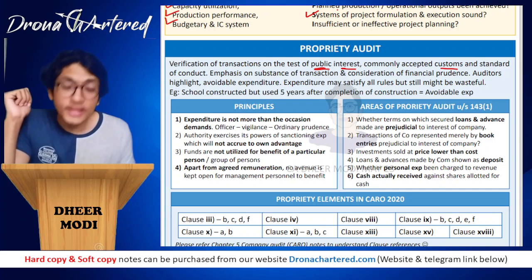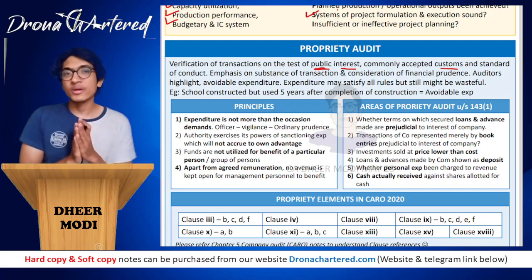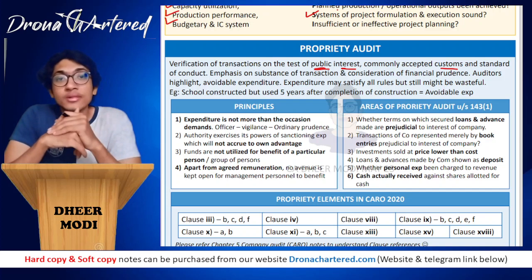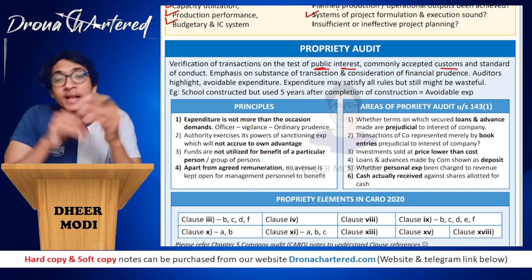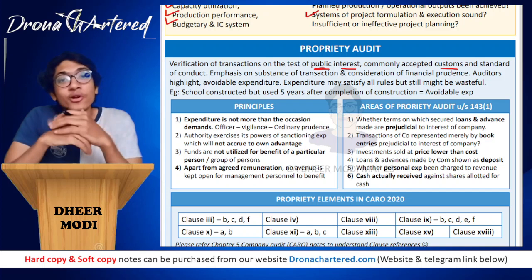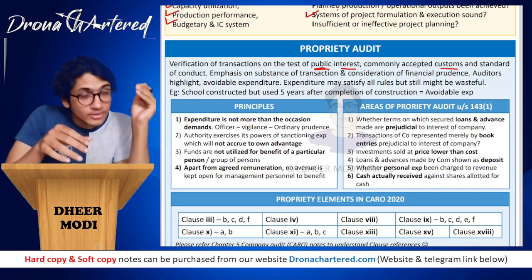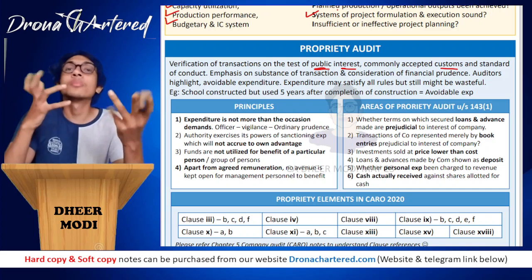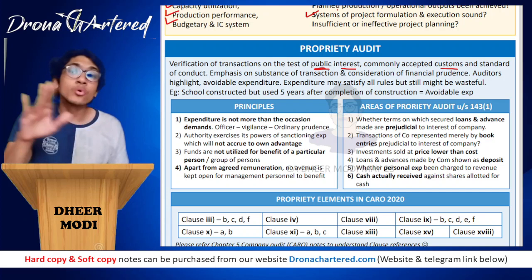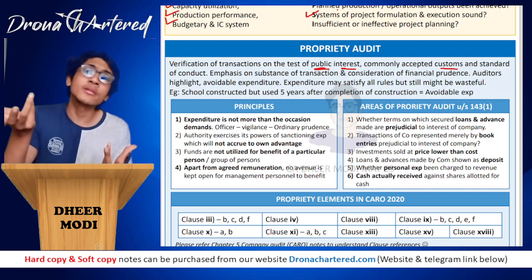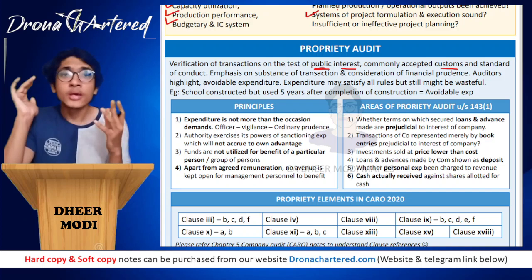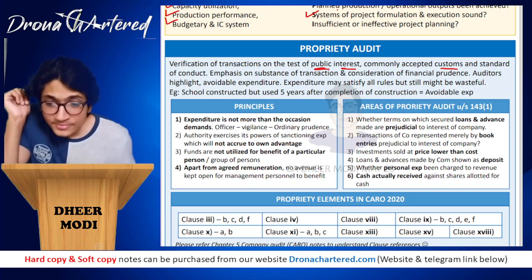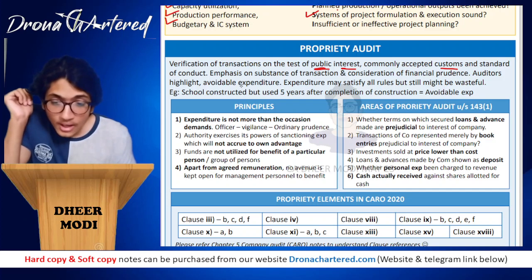Auditors highlight avoidable expenditure. They will show that, boss, these are all areas you could have avoided. For example, during my articleship, I used to go to this client. It was a big client, and they had installed music in their washrooms. So the more pressure you put, the more intensity the music plays. Now, according to me, that would be a wasteful expenditure. There will be no fraud, nothing. They have purchased at market price, but it is a wasteful expenditure. Nobody needs to hear songs based on how much pressure you are applying.